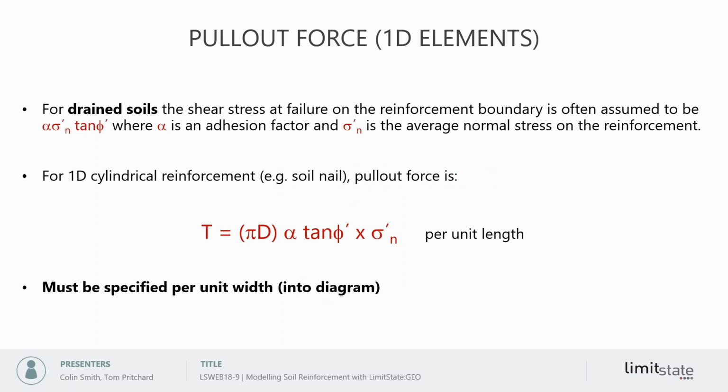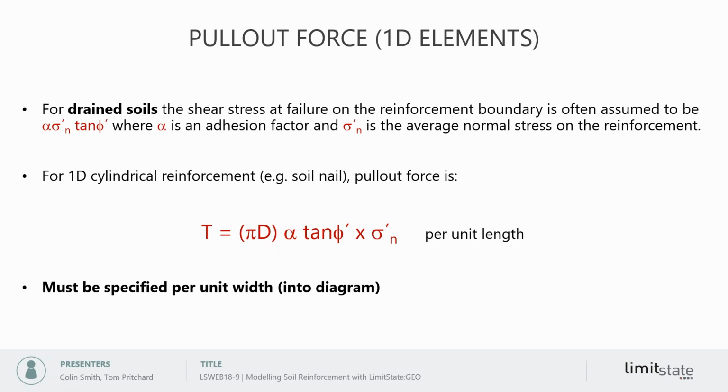For a drained soil or frictional soil, that shear stress at failure is often assumed to be alpha times the normal stress times tan of the angle of friction. So that's your classical calculation, and therefore the pull-out force for a soil nail will be the circumference, again multiplied by this, where we assume that this is the average normal stress on the nail, and quite often that's taken as a function of the prevailing vertical stress.